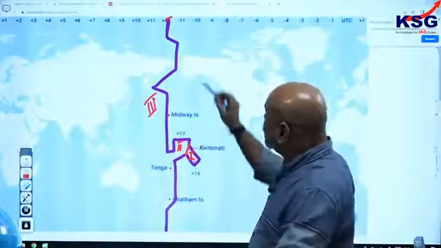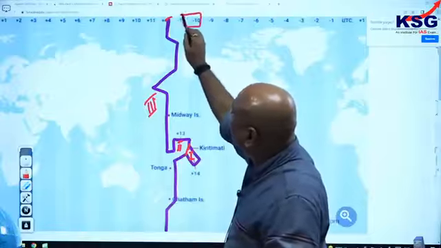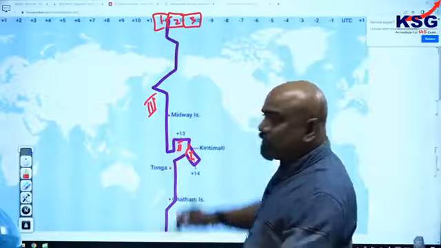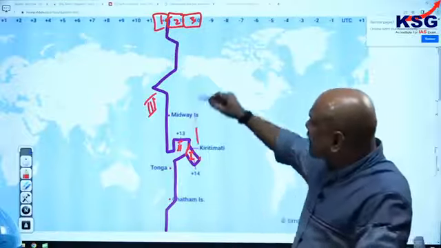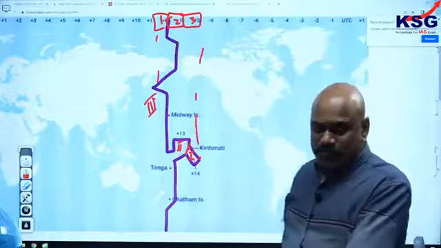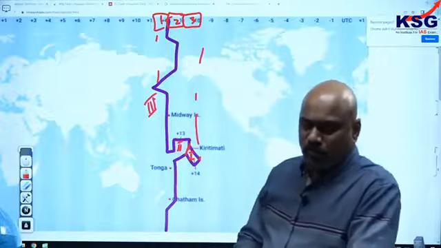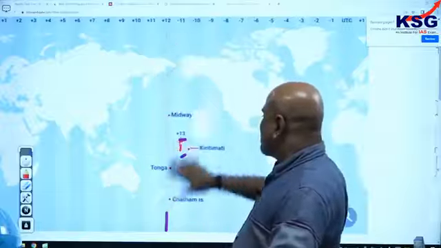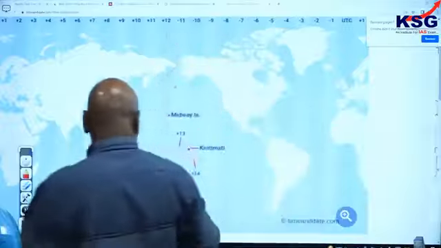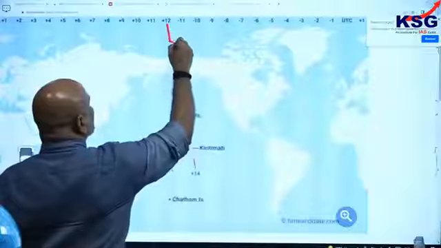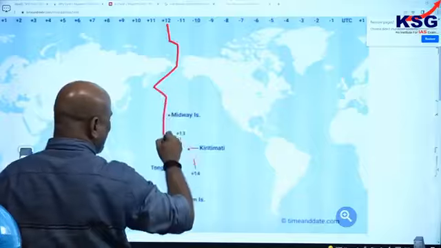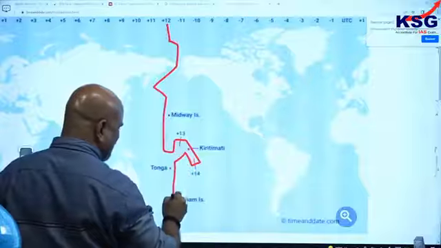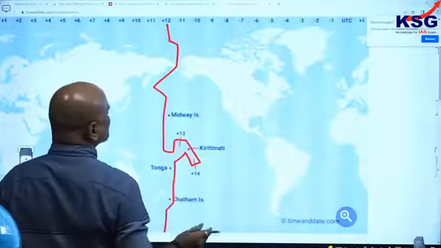This is one time zone. You see here 10 to 11, and these are 3 time zones, 1, 2 and 3. Look, from here to here it is covering 3 time zones. That is what is given in your material. Don't worry about that. Now, when you cross this international date line, there is a possibility of a difference of 24 hours.